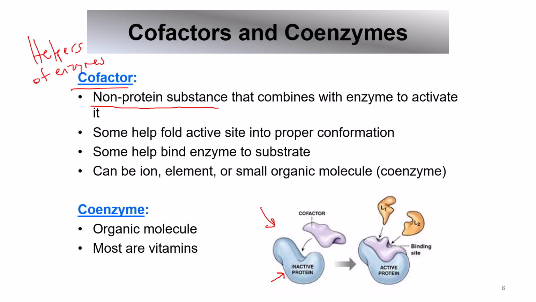And so here cofactors can be ions, elements, small organic molecules. Ion, for example, in hemoglobin, iron atom is needed so that oxygen can attach to hemoglobin. Without iron, hemoglobin cannot do its job. Then coenzymes, these are also helpers. These are organic molecules, most are vitamins.